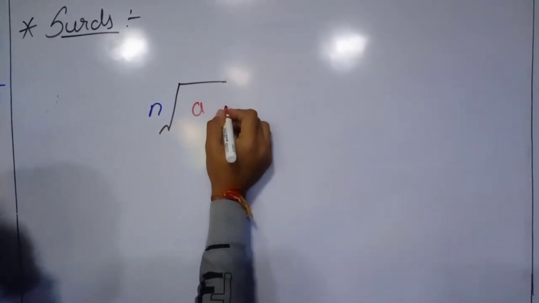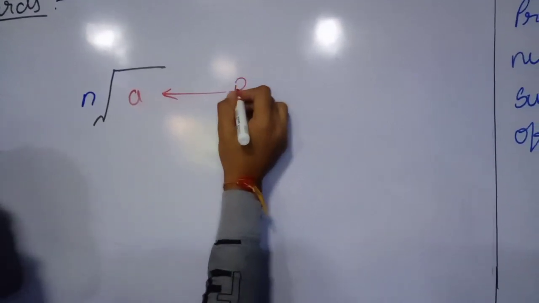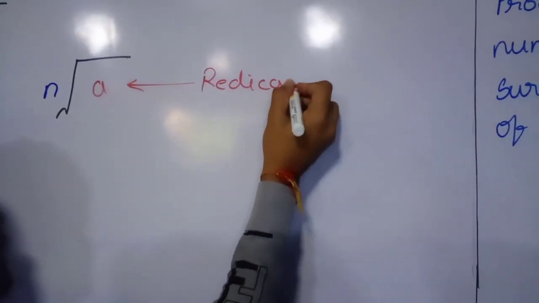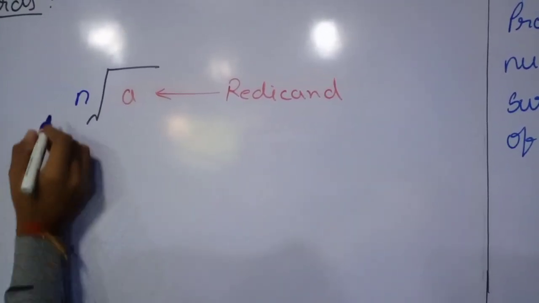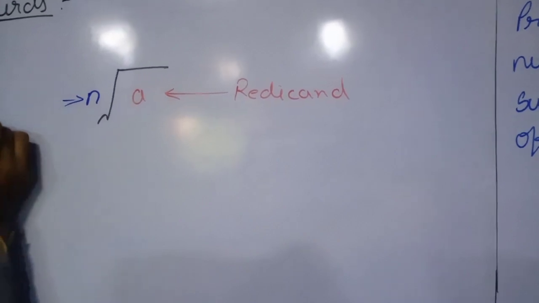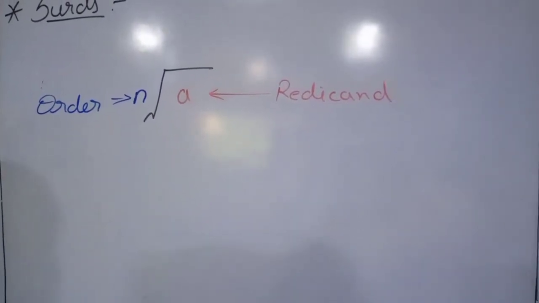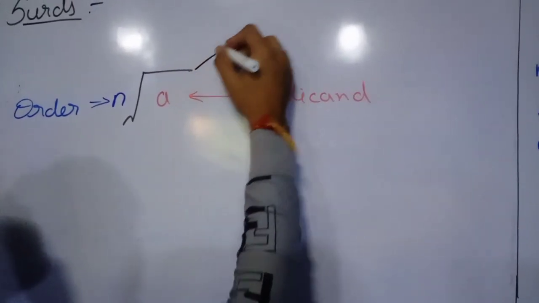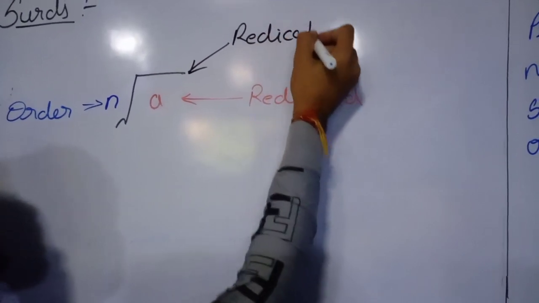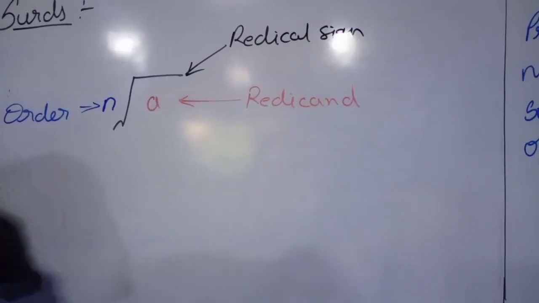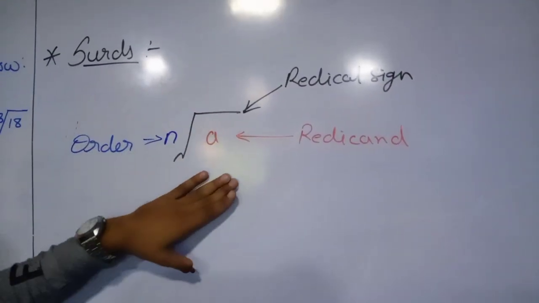What is this? This red one, A, is called radicand. And this N is called order, and this sign is called radical sign. This way we can say this is called a surd.